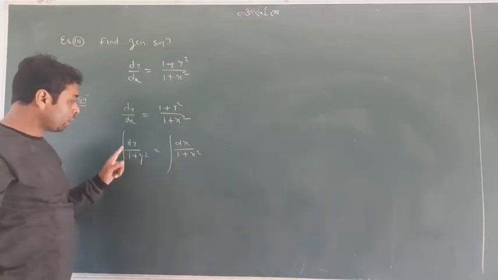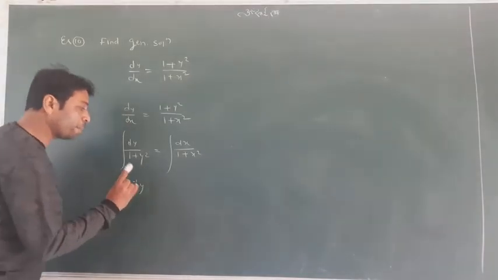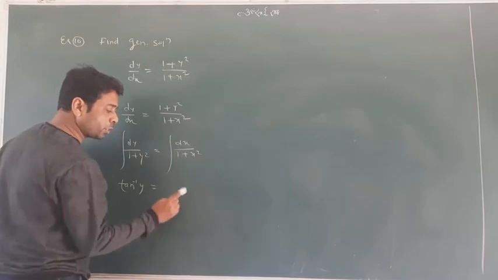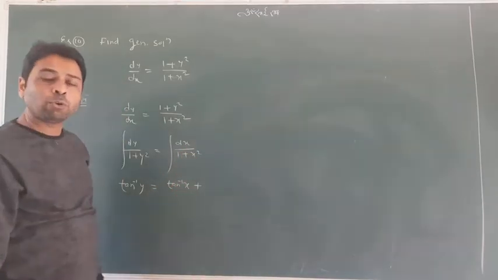Now it's simple looking. The integration of 1 upon 1 plus y square is tan inverse y. You must remember it, it is a simple formula of integration. And the integration of 1 upon 1 plus x square is tan inverse of x. Now plus, I want to write c.